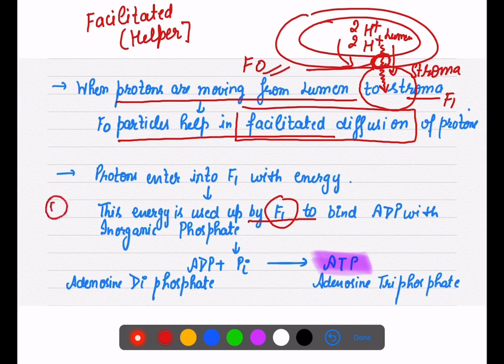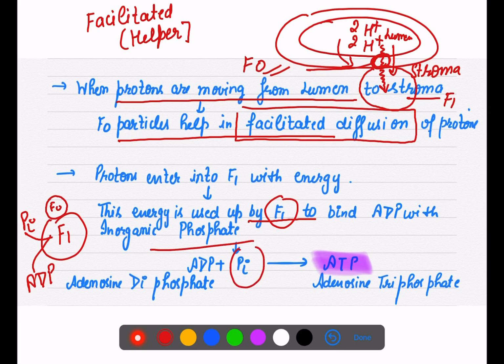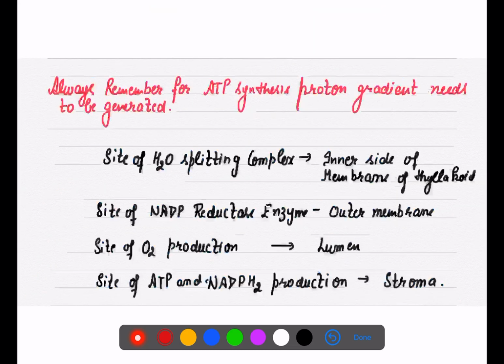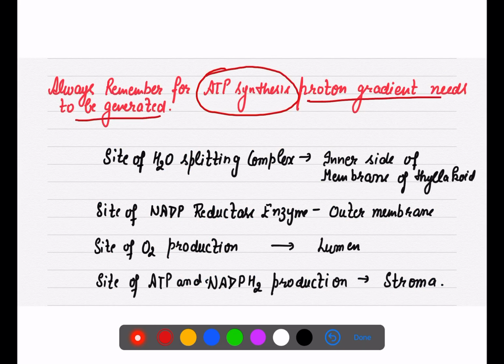अब F1 क्या कर रहा है? This is F0 and this is F1. F1 is using this energy to combine ADP with the inorganic phosphate and form the ATP. So that is how your ATP is synthesized at every step of light reaction. So what you need to remember, that first thing for ATP synthesis, proton gradient is needed. It needs to be generated.